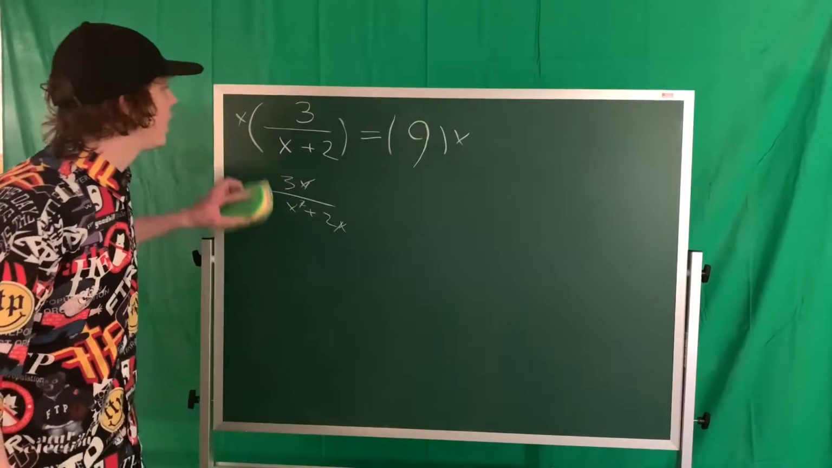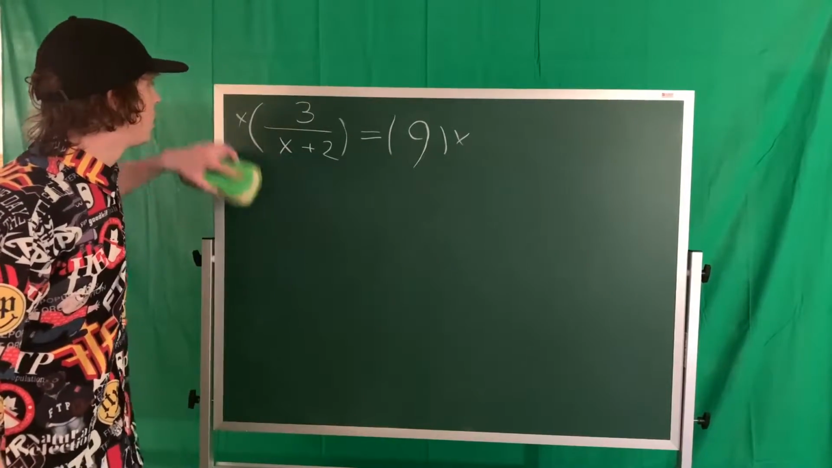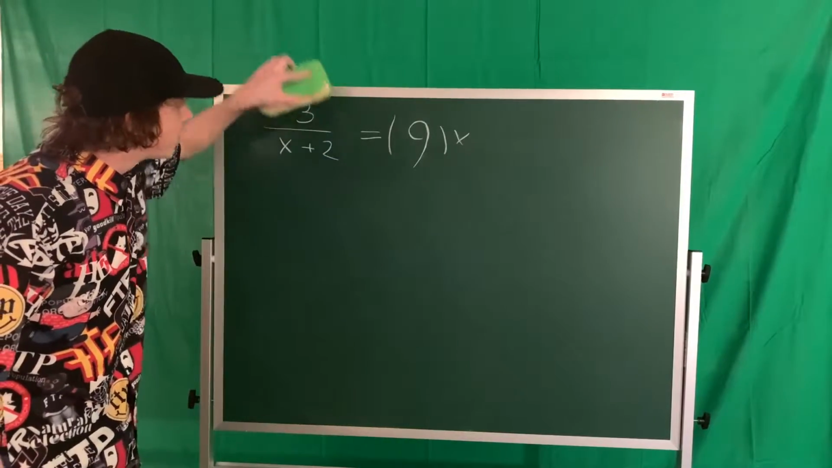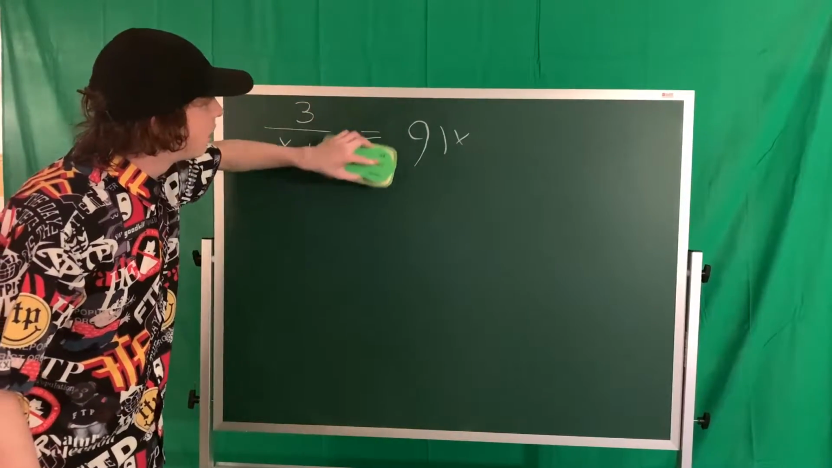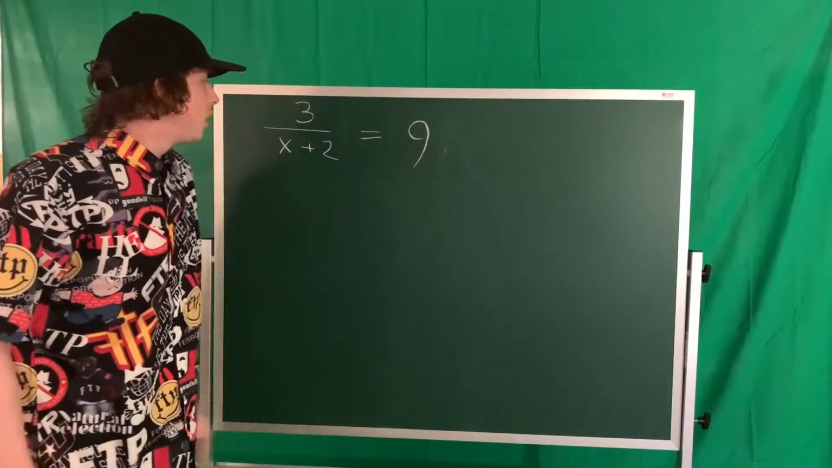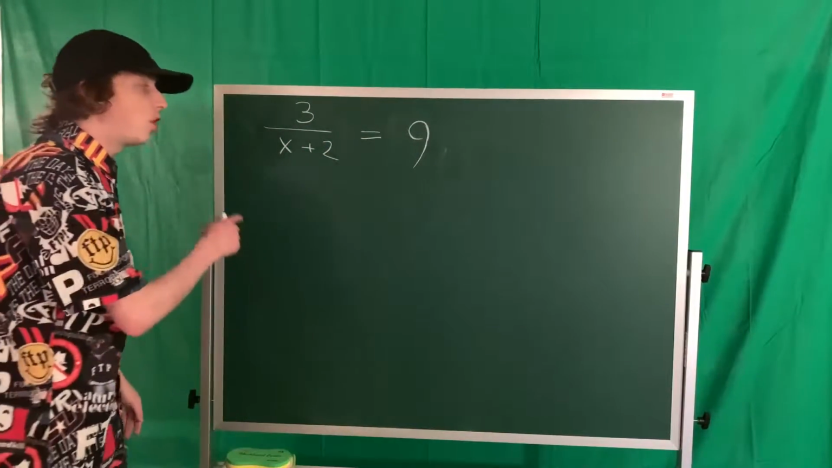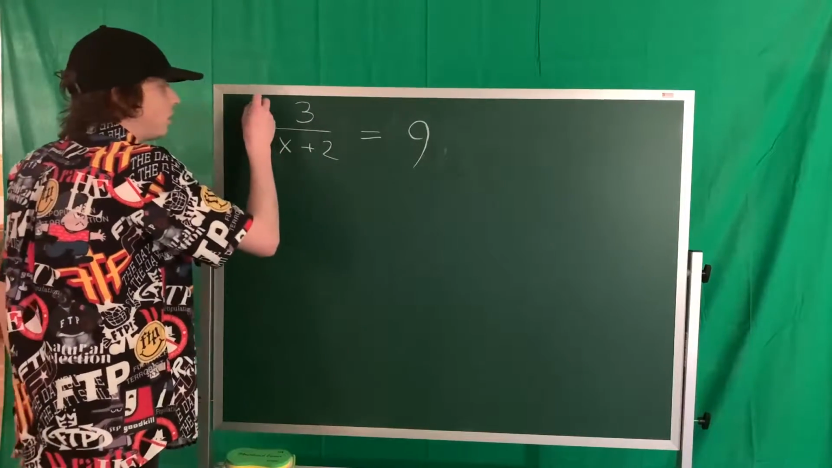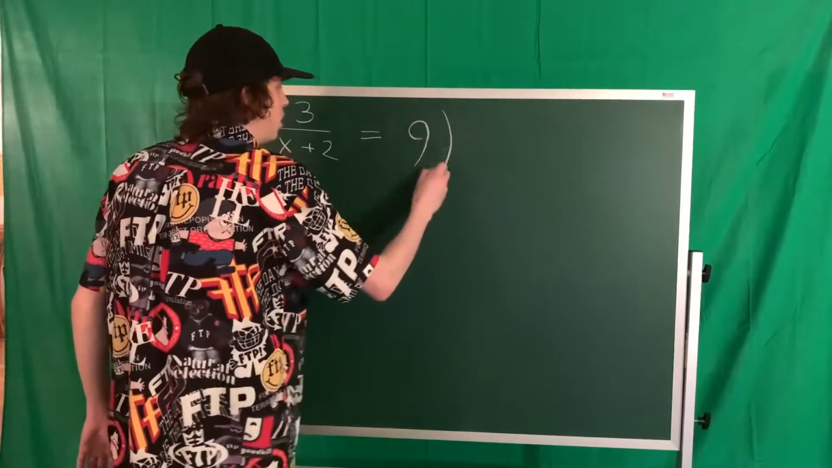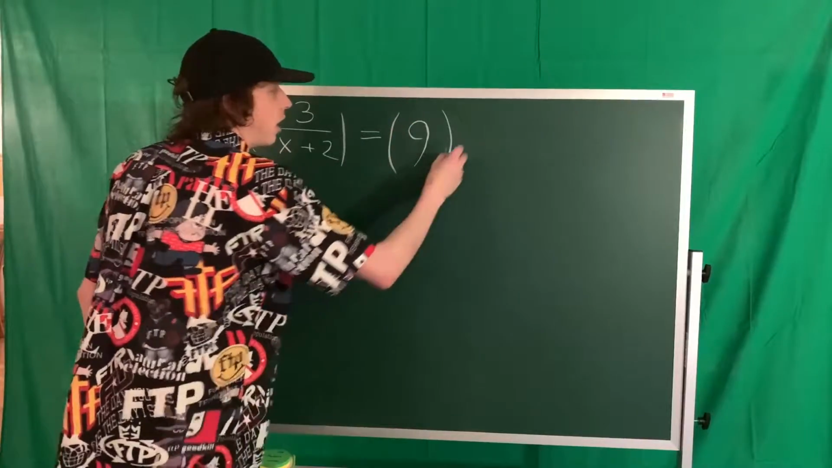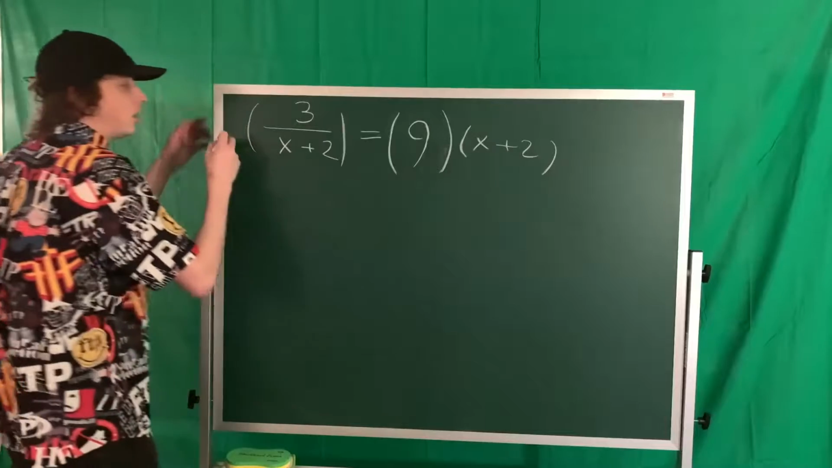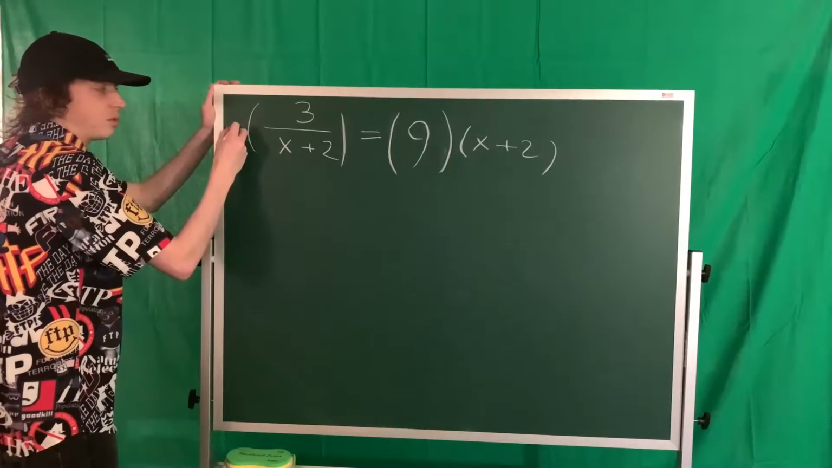I'll go over in a later video as to why. For now, don't worry about that too much. I'm not trying to overwhelm you with information here. So the way that we are going to do it is we're going to multiply by x plus 2 on both sides. So, x plus 2 and by x plus 2.